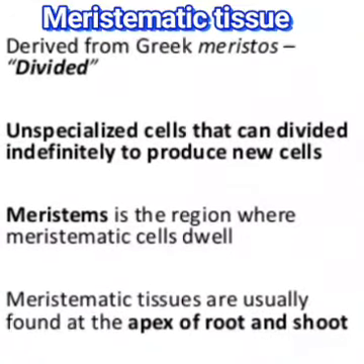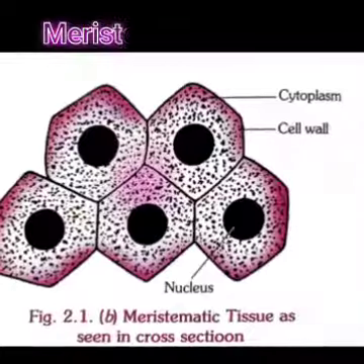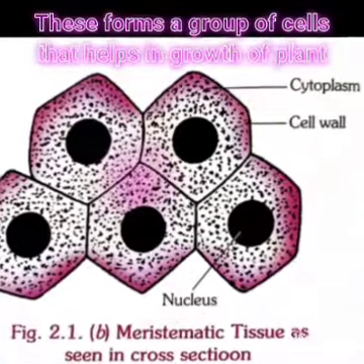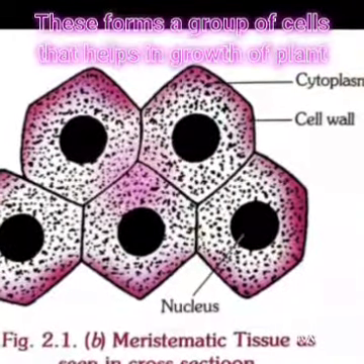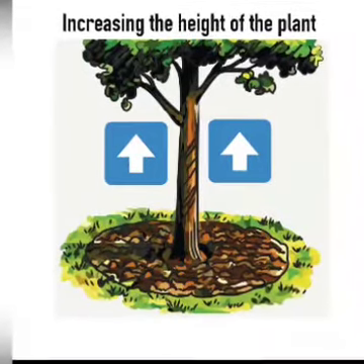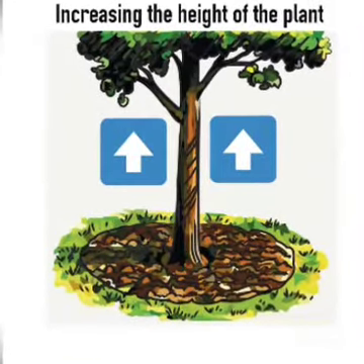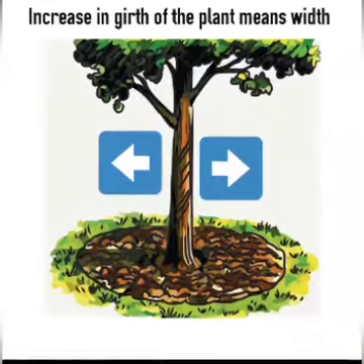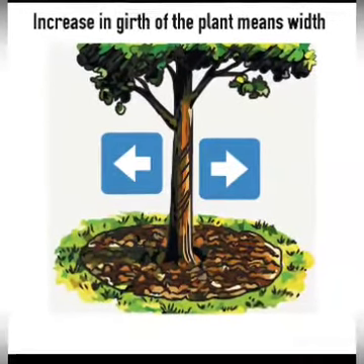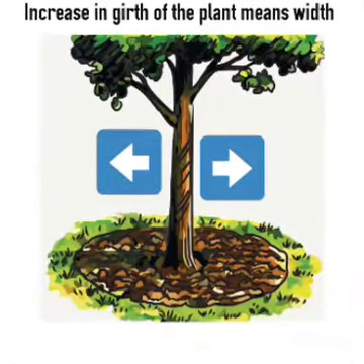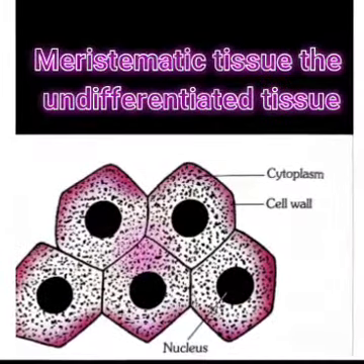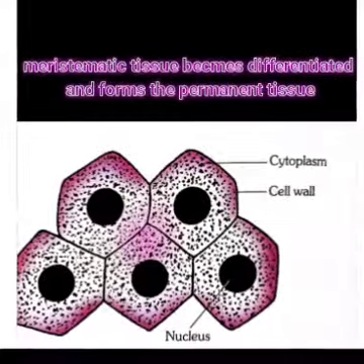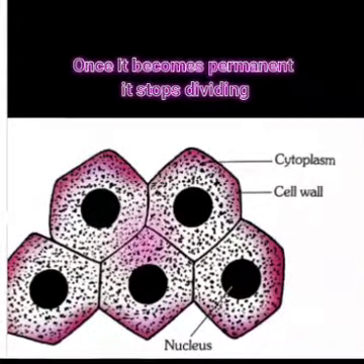Meristematic tissue comes from the word meristos, which means to divide. Meristematic tissue forms a group of cells which help in growth of the plants. As plants grow continuously throughout their lifetime, meristematic tissue causes an increase in length and the girth of the plant. By girth, I mean the width of the plant. Later, the meristematic tissue, which was undifferentiated, gets differentiated and becomes the permanent tissue, and then stops dividing once it forms permanent tissue.